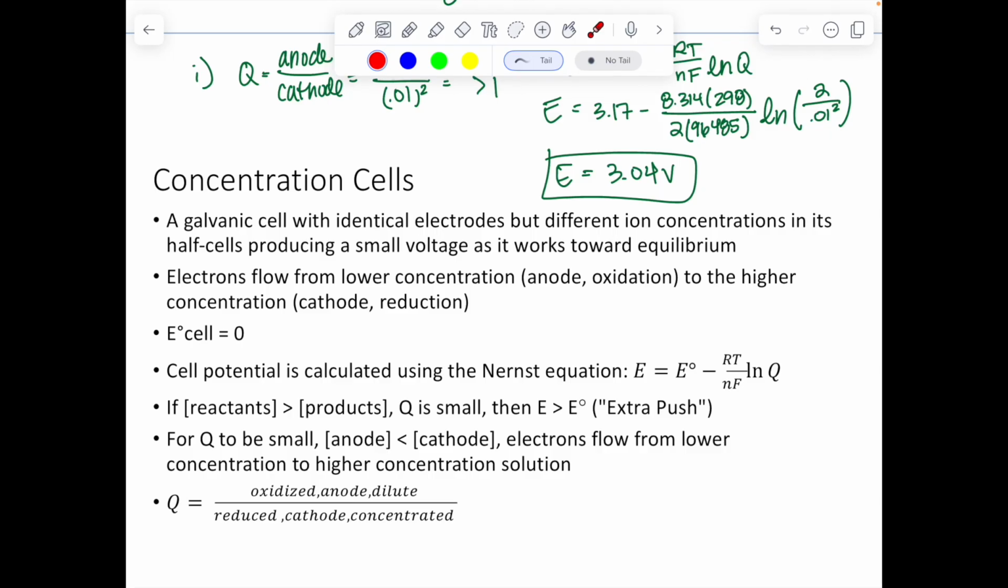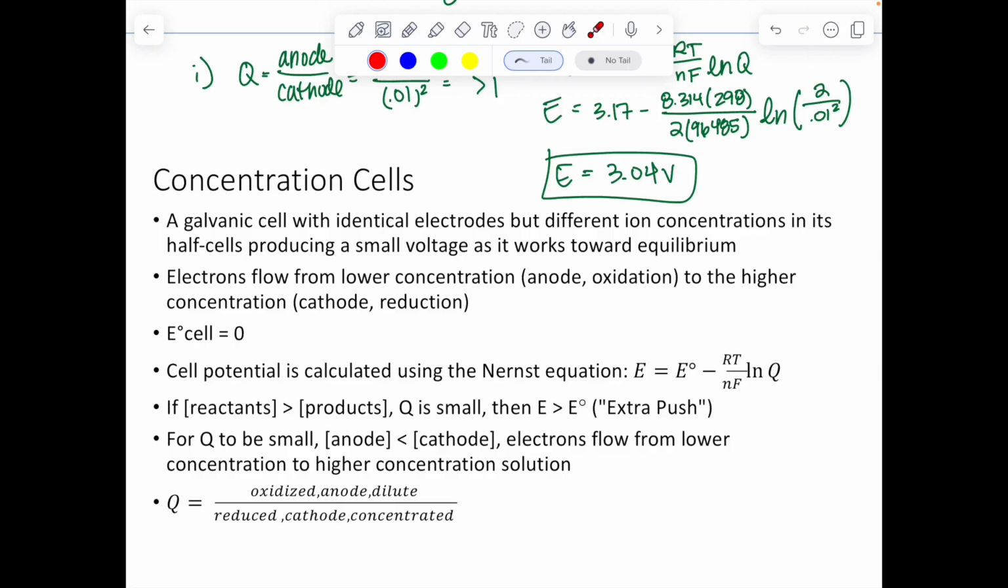And so we're going to get a small amount of voltage as we work towards equilibrium, but it's all due to the different ion concentrations in the two half cells. The electrons are going to flow from the lower concentration, the anode, to the higher concentration at the cathode. Remember that electrons flow from anode to cathode.